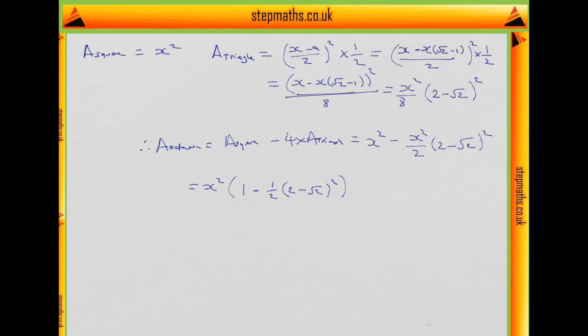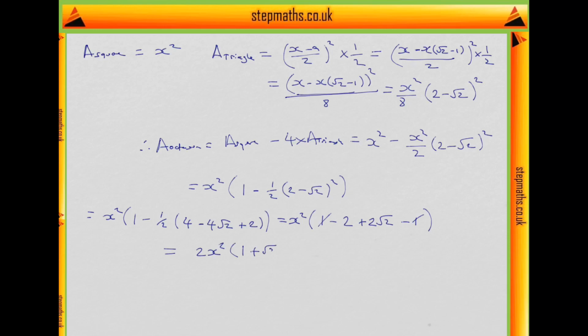Okay, so let's expand this out. Well, that's equal to x squared into (1 minus 1 half times (2 squared is 4, minus 2 root 2, minus 2 root 2, plus root 2 squared, plus 2)), which is x squared into (1 minus 1 half times 4 is 2, minus a half times minus 4 root 2 is plus 2 root 2, minus a half times plus 2 is minus 1).